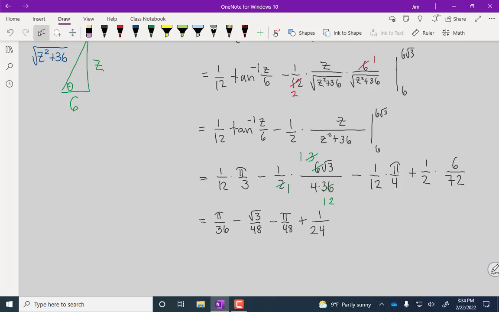And then we can just get a common denominator and simplify it. We don't need to go through that. We'll just say et cetera at this point. You can get a common denominator there.